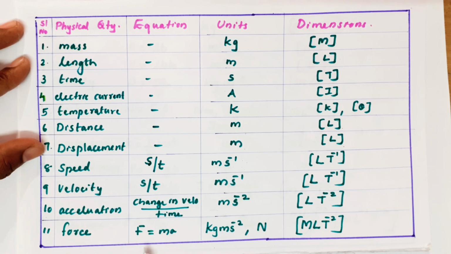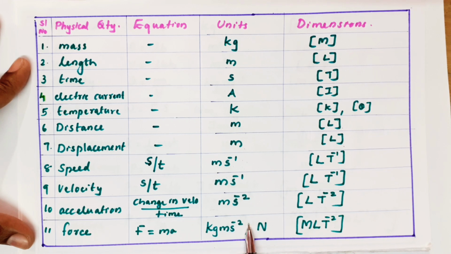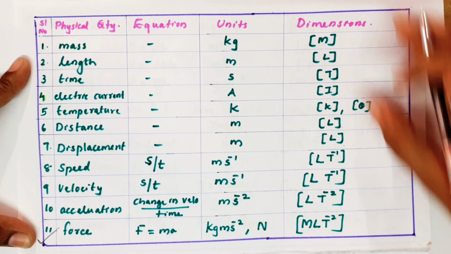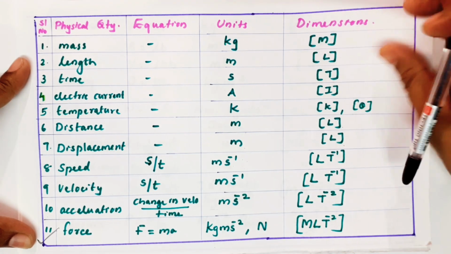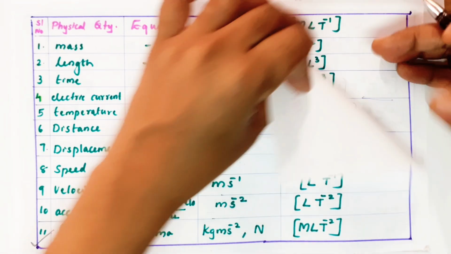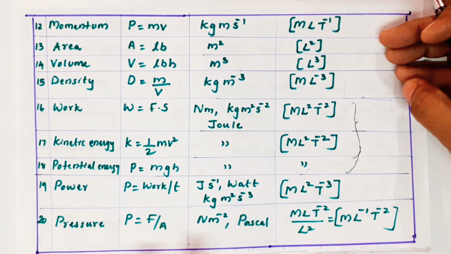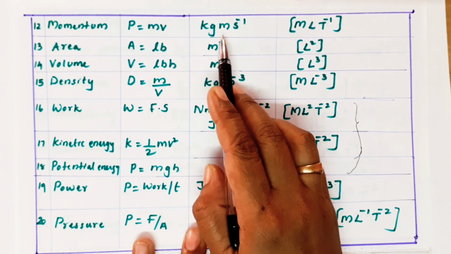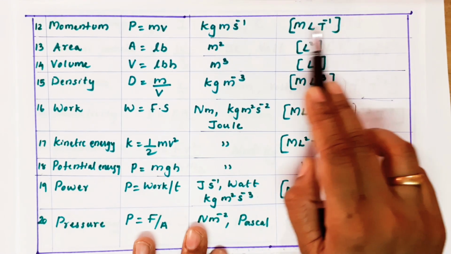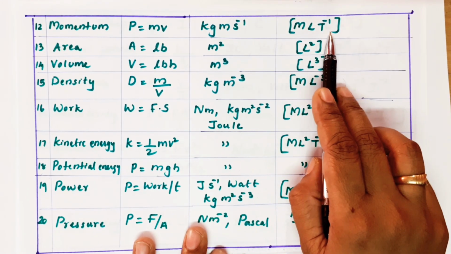Force, F equals MA, kilogram meter second minus 2. Its unit is also called Newton and its dimension is MLT minus 2. So remember this dimension. Anytime you should remember force as MA, that is MLT minus 2. Now momentum, mass into velocity, that is kilogram meter second minus 1, MLT minus 1. If we know the mass and speed dimensions, you can write it directly and fast.